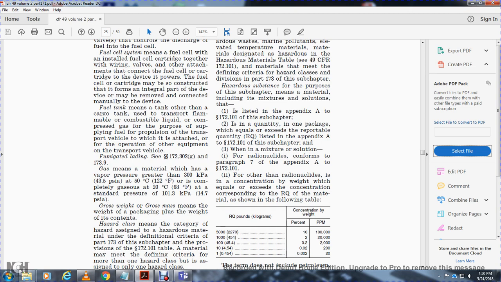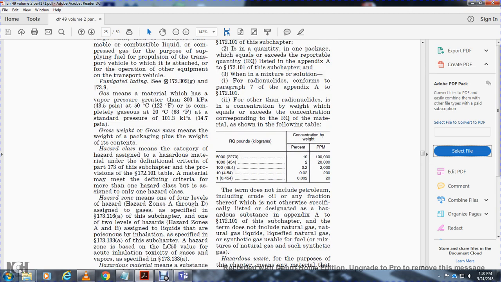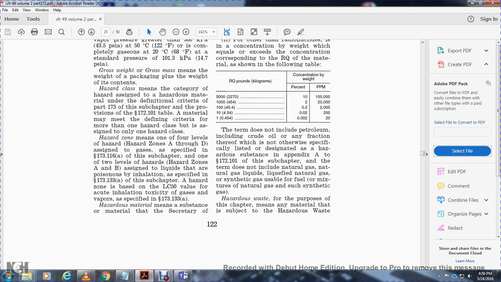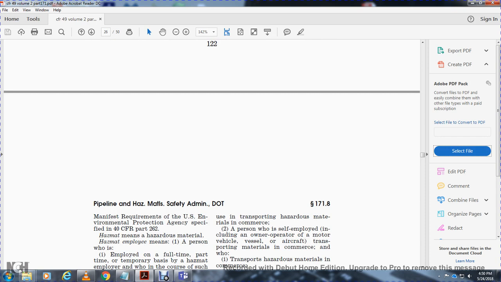Reportable quantities, 2,000. The term does not include petroleum, including crude oil or any other fraction thereof, unless otherwise specified, listed or designated as a hazardous substance in appendix A, 172.101. Additionally, the term does not include natural gas, liquefied natural gas, or synthetic gas used for fuel or a mixture of natural gas and synthetic gases. Hazardous waste, for the purposes of the chapter, means a material that is subject to the hazardous waste manifest requirement of the U.S.